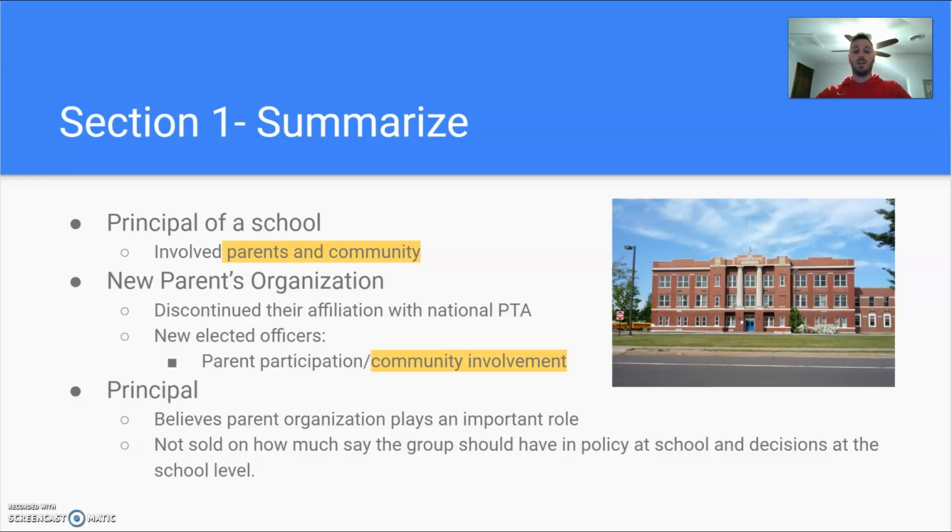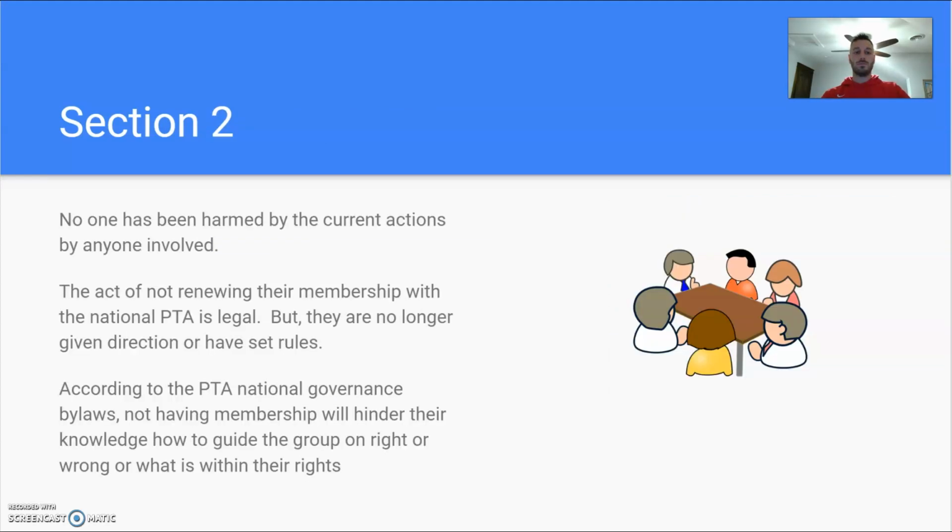But I am not sold on how much say the group is kind of advocating for, and they want to have a say in policy and different decisions being made at the school level. Section 2, no one has been harmed by the current actions of anyone involved.